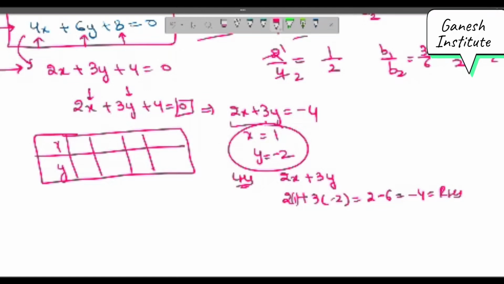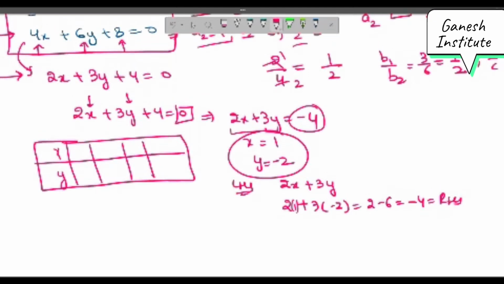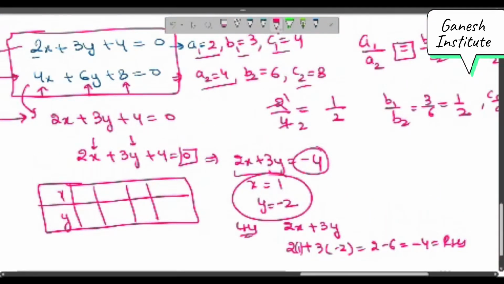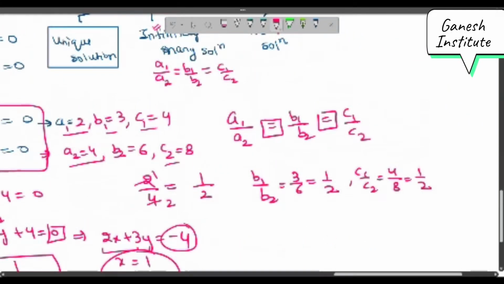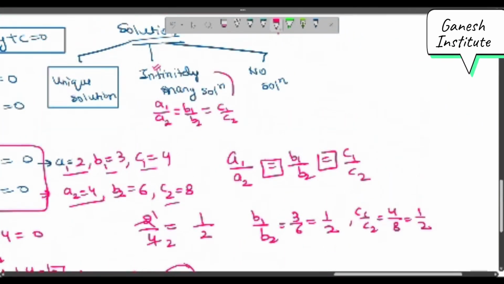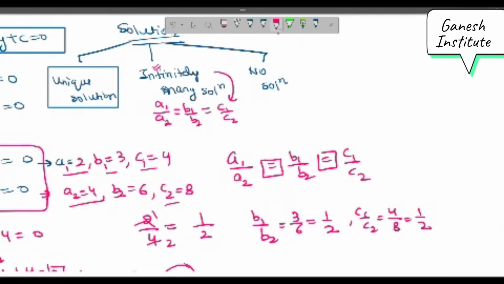And similarly, I can find many, right? Which can satisfy and give me minus 4. Correct. And that's infinite solution, correct? Correct. So for infinitely many solutions, if the question has just asked how many solutions this set of equations will have, you just need to find out the ratios and see if these are equal, infinitely many solutions will be there.